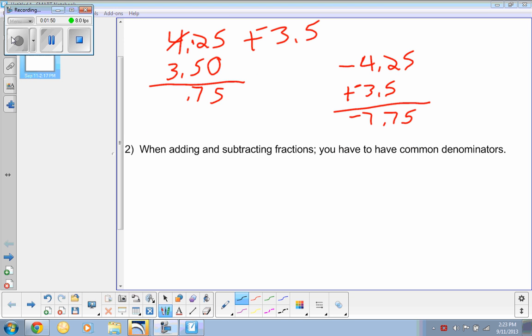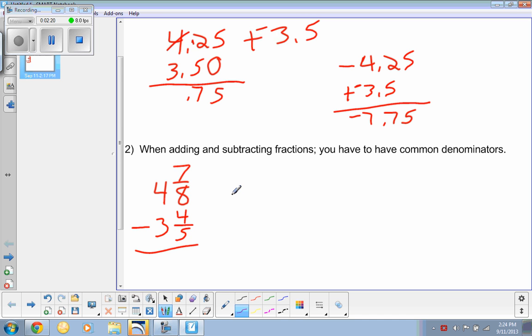So we are also going to be working with fractions, and we need to remember something about fractions. When you add and subtract fractions, you have to have common denominators. Remember that the denominator is the bottom number. So if I was going to subtract, let's say 4 7/8 minus 3 4/5, I like putting them up and down like this vertically. You can do it sideways if it makes sense to you. So you can see that I have a 1/8 here and a 1/5 here. I can't do the problem like that.